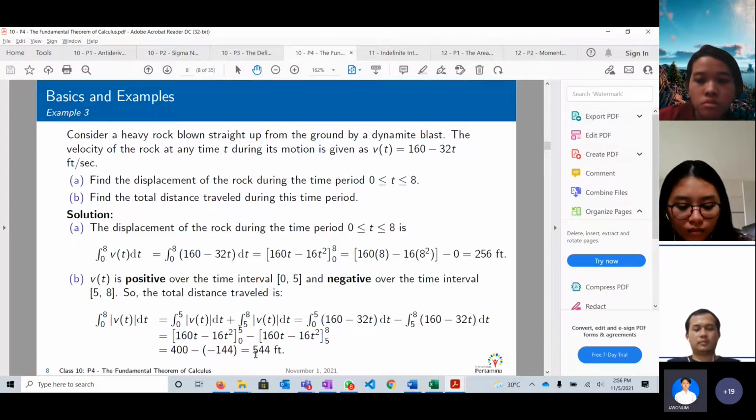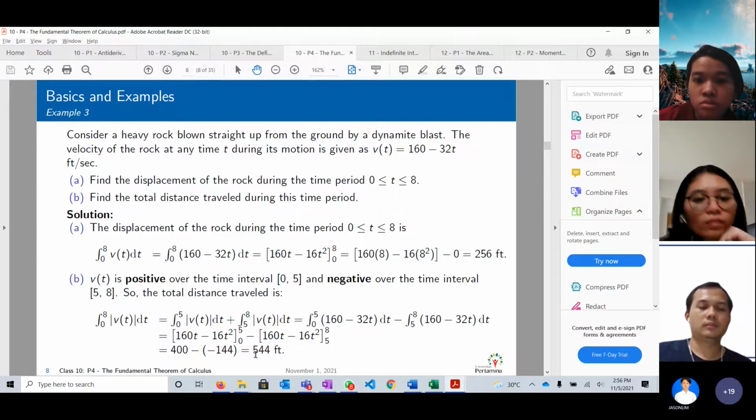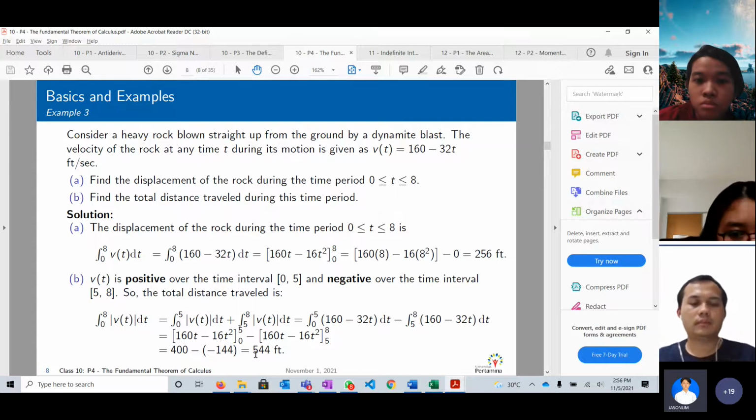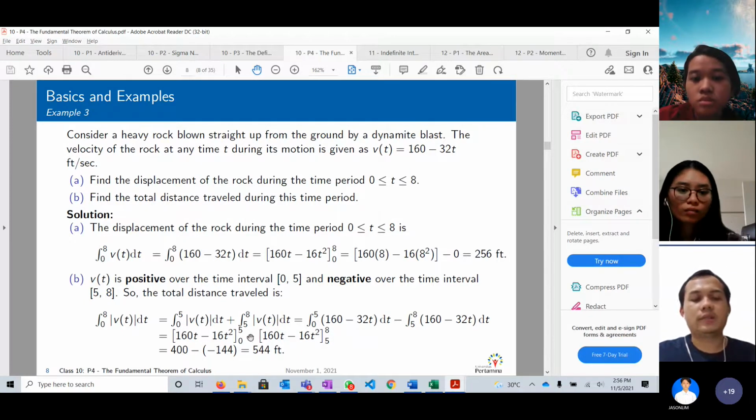Oke, sir. So my question is, sir, yang B itu. Nah, sudah di yang 160t kurang 16t kuadrat itu, sir. Contoh yang itu ya, sir. Itu kan dapat 400 kurang minus 144. Nah, maksud saya, sir, 400-nya itu kalau substitusi t-nya jadi berapa? The 400 is for this interval. From 0 to 5 is 400. 400 itu dari 0 sampai 5.